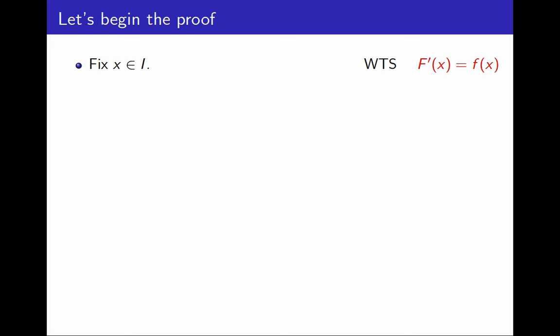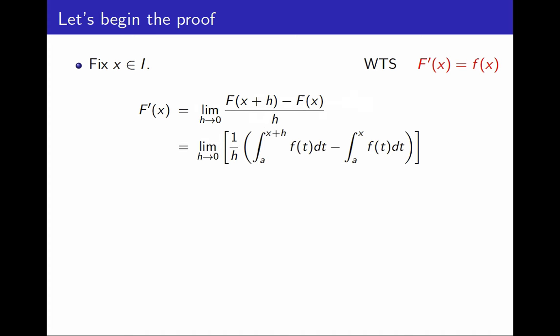Let's use the definition of derivative as a limit. We know that the derivative of big F at x is the limit as h approaches 0 of F at x plus h minus F at x, divided by h. This is just the definition of derivative. And then let's use the definition of big F as an integral. So I'm separating the 1 over h, and what I get is the limit as h approaches 0 of 1 over h times the integral between a and x plus h minus the integral between a and x. That was just using the definition of big F.